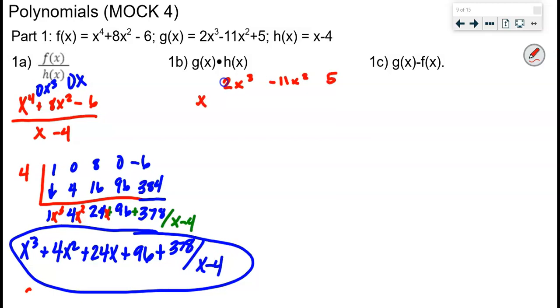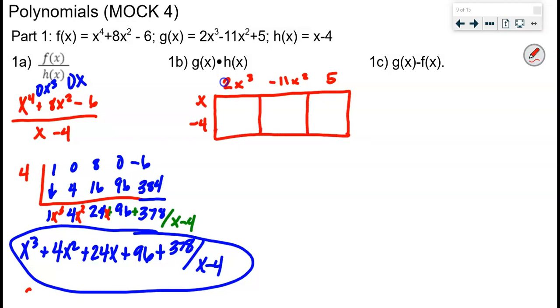And then I'm going to do my x and my minus 4 here. See if I can create a box here to keep my multiplication organized. And then that'll help me also hopefully look for some like terms.